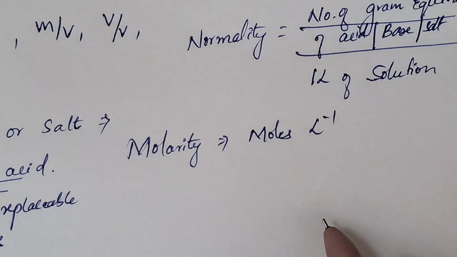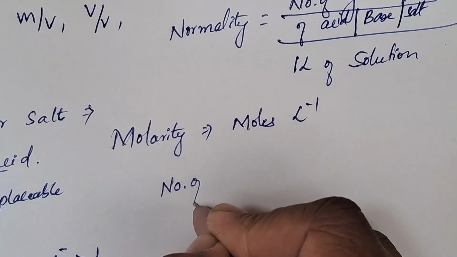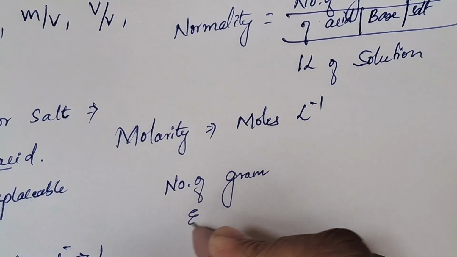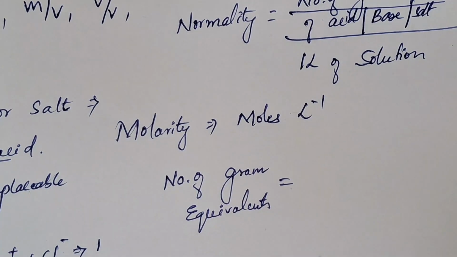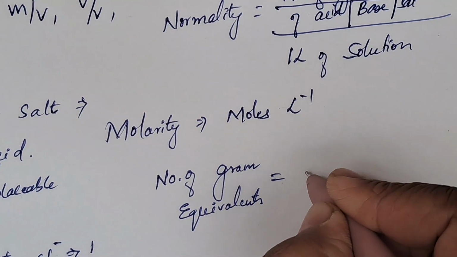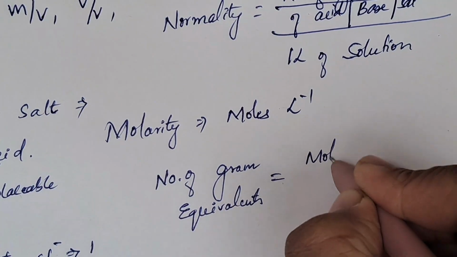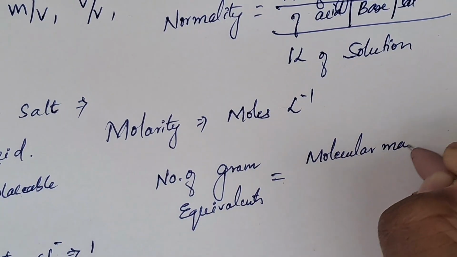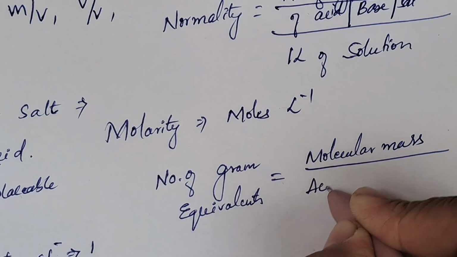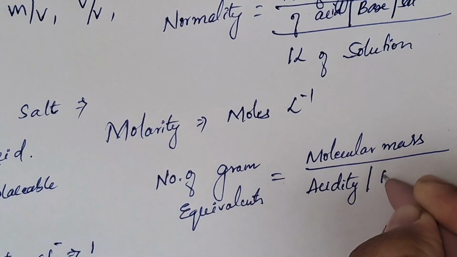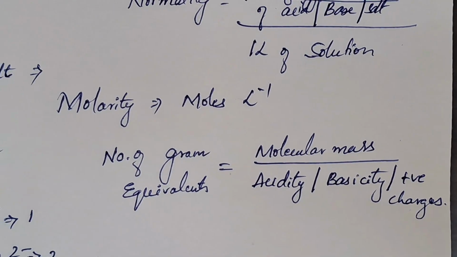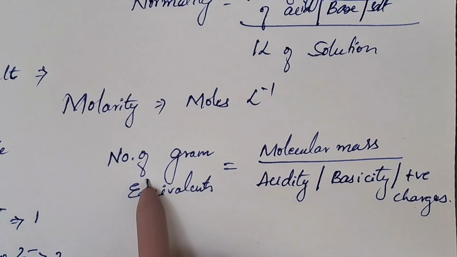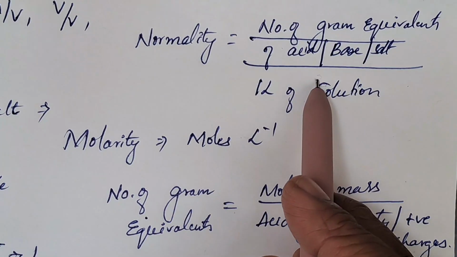How do you find the number of gram equivalents? Can you follow, students? Are you able to follow? Yes. So the number of gram equivalents will be equal to the molecular mass of the substance divided by acidity or basicity or number of positive charges. Based on this, we find the number of gram equivalents. That will give you the normality.